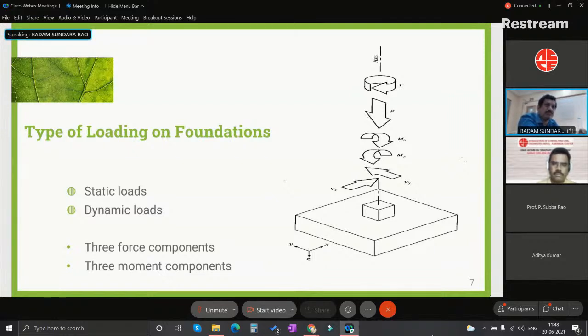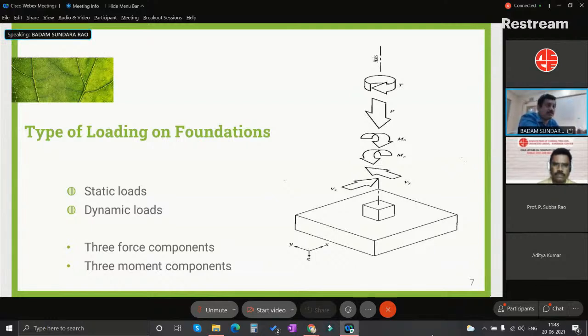Generally, the loads will be in the form of static loads or dynamic loads. From the soil point of view, we have two types of loads, static and dynamic. Again, dynamic loads are categorized into two categories. One is for machine foundations, and the second is the soil behavior subjected to dynamic loading in the form of an earthquake or short-duration loads like gust winds.